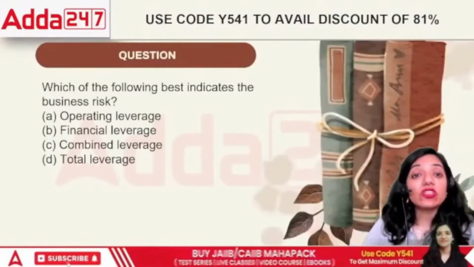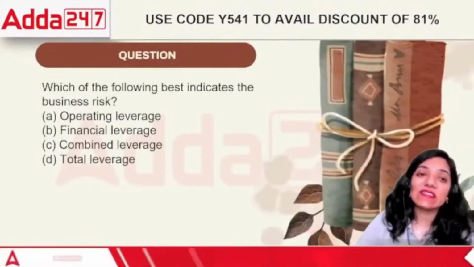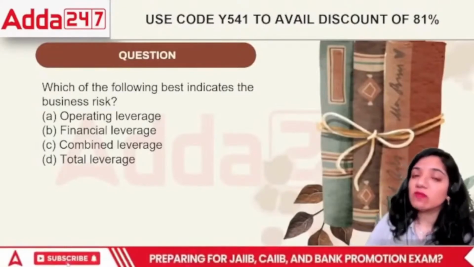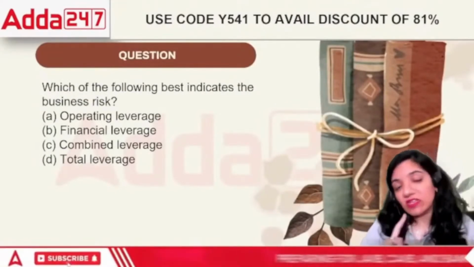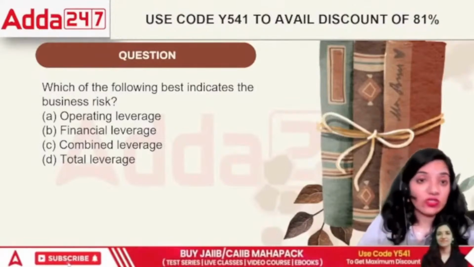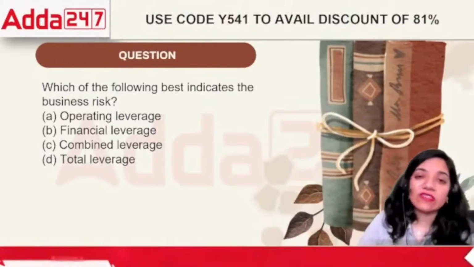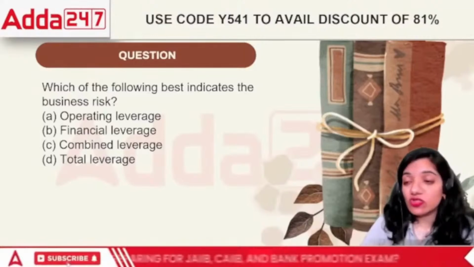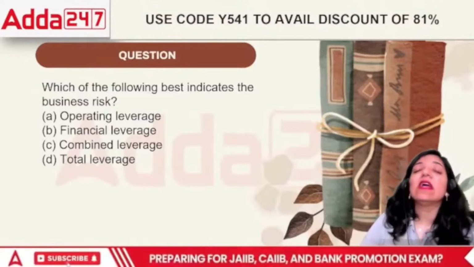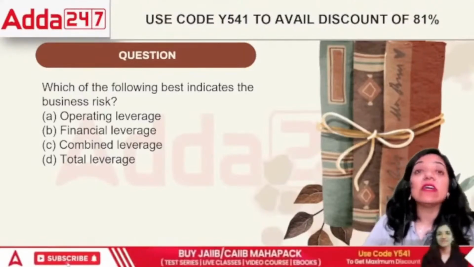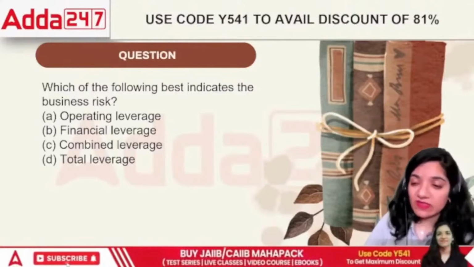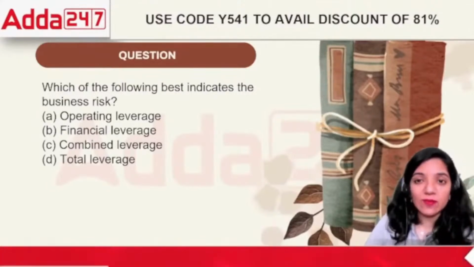Next point, which of the following best indicates the business risk? In terms of the business risks, the first term that we need to understand is called leverage. Before I move forward towards all these types, what is leverage? The term leverage can be taken from the word lever. Lever means the thing that helps to gear up, right?